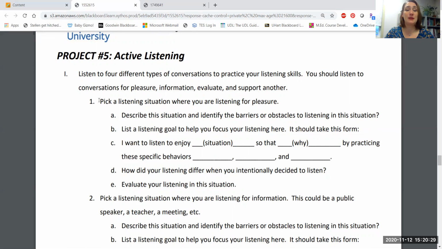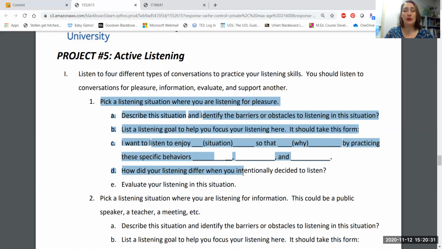All right, so it says here, pick a listening situation where you are listening for pleasure. Describe the situation, identify the barriers or obstacles to listening in the situation, list a listening goal.